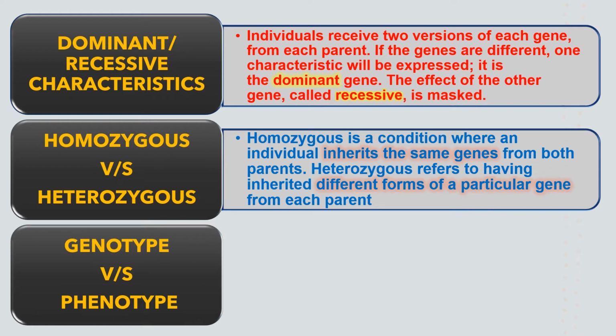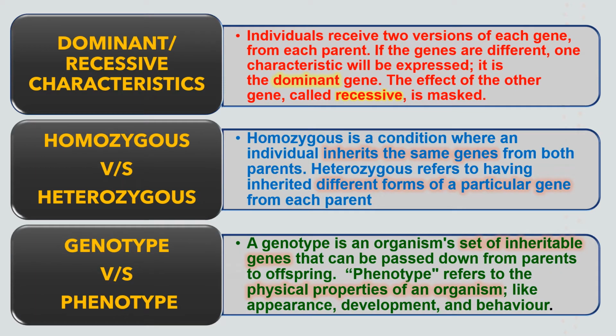Genotype versus phenotype. A genotype is an organism's set of inheritable genes that has been passed down from parents to offspring, whereas phenotype refers to the physical properties like appearance, development, and behavior. What I can see in the baby is his phenotype, and what set of genes he has inherited is his genotype.